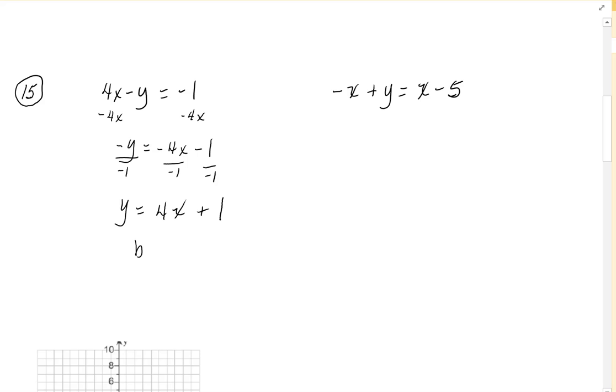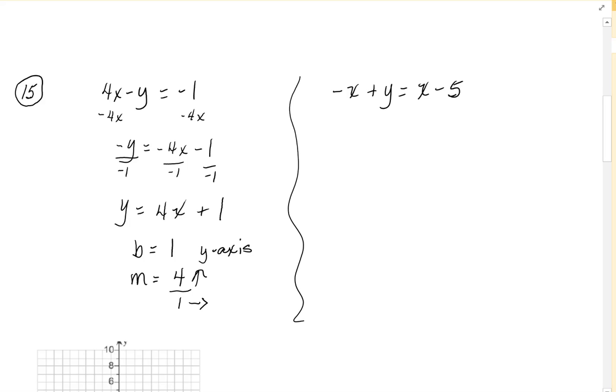That means that my b value is 1 on the y-axis. Don't forget that, always. The b value is on the y-axis. The slope is 4. It needs a denominator, so it's 4 over 1. That's up 4, right 1.